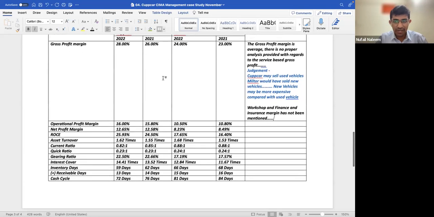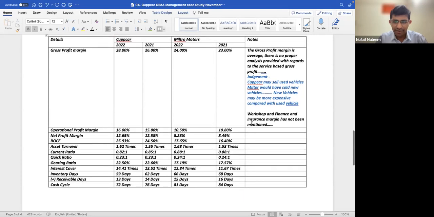Now let's come to the operational profit margin, students. Now 16%, 15.8, and here 10.50 and 10.80. You can observe one thing, operating profit margin wise, we are having a higher operating profit margin, but this company is having a low one. But if you see, the growth is very high for Miltro.